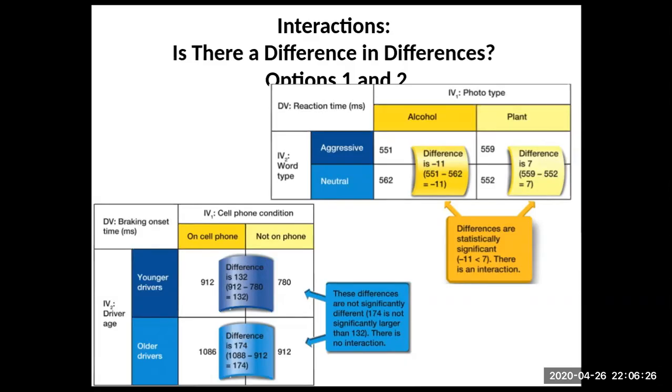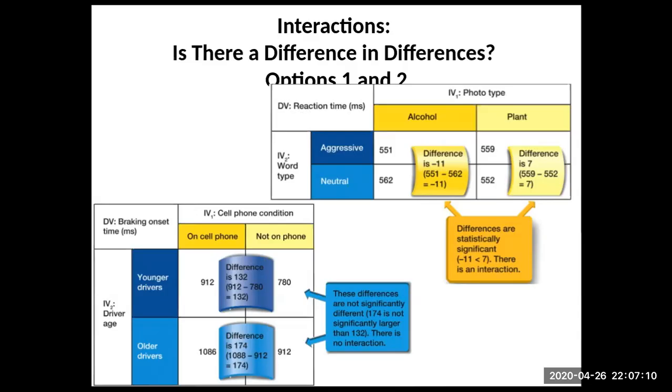Now we're taking into account both variables, both IVs, right? All 4 levels. And we're trying to see, is there a difference in the differences? So simple differences could be subtracting down or subtracting across. In this case, for IV1, for photo type, we're subtracting the top from the bottom numbers on each side. So 551 minus 562 gives you negative 11. On the right side for plant, 559 minus 552 gives you positive 7. Is negative 11 and positive 7 pretty different from each other? Yes. The differences are statistically significant.